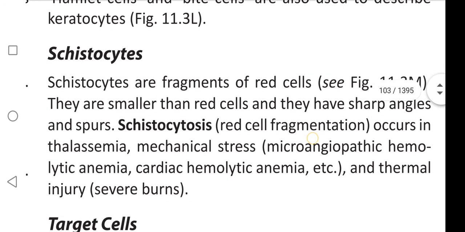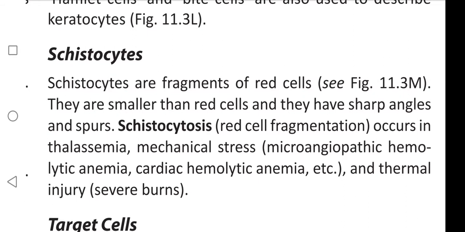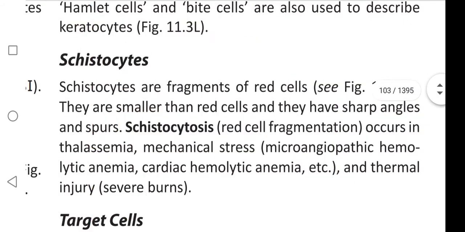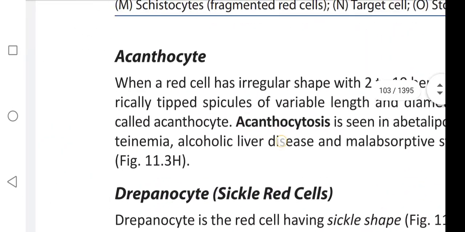Schistocytes. Schistocytes are fragments of red cells. They are smaller than red cells and they have sharp angles and spurs. Schistocytosis, red cell fragmentation, occurs in thalassemia, mechanical stress, microangiopathic hemolytic anemia, cardiac hemolytic anemia, etc., and thermal injury, severe burns. These are the conditions in which schistocytes form.